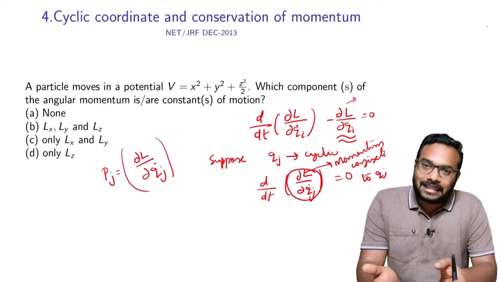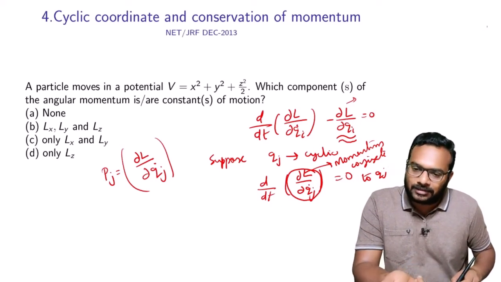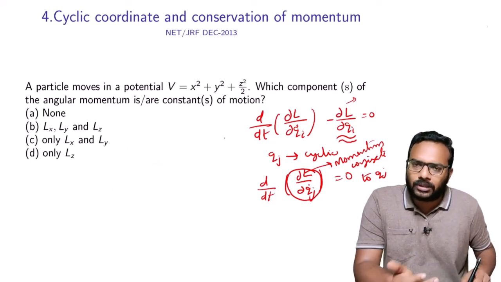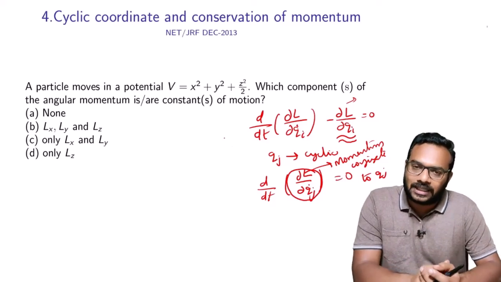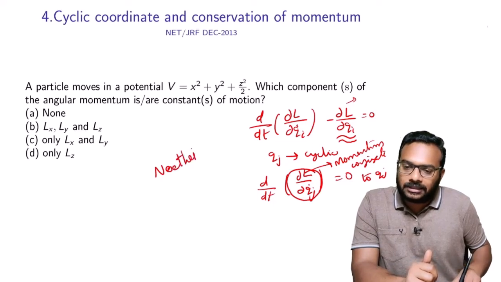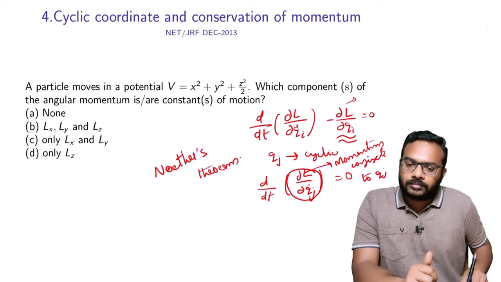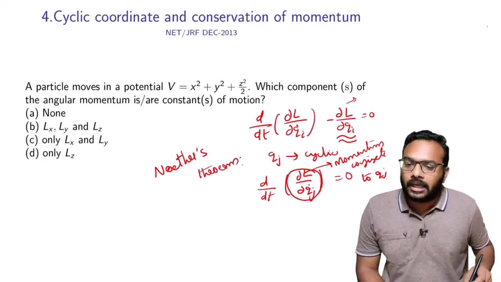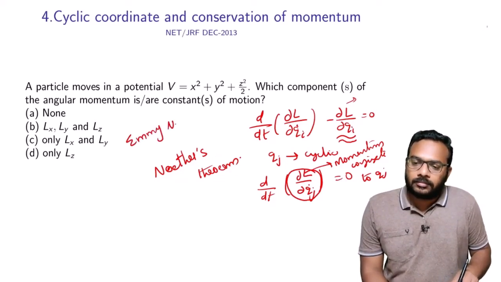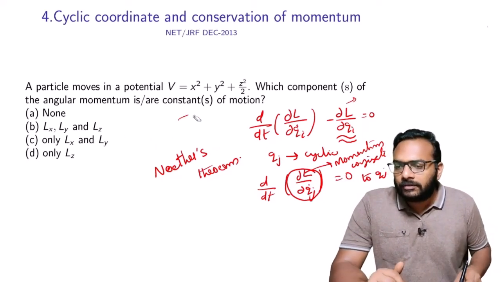Now, as we said, if this qj coordinate that you are talking about is an angle, then the corresponding conjugate momentum is an angular momentum. So this is a special case of what we will later see in more detail, what's known as Noether's theorem. German mathematician, it's named after Emmy Noether. Brilliant mathematician, genius.